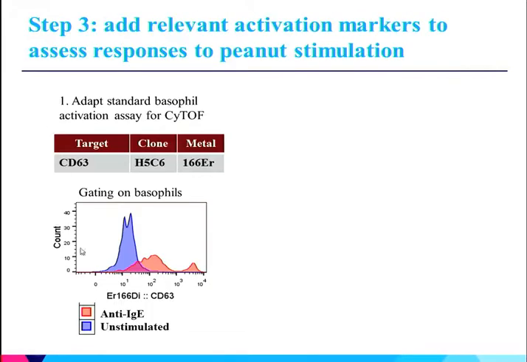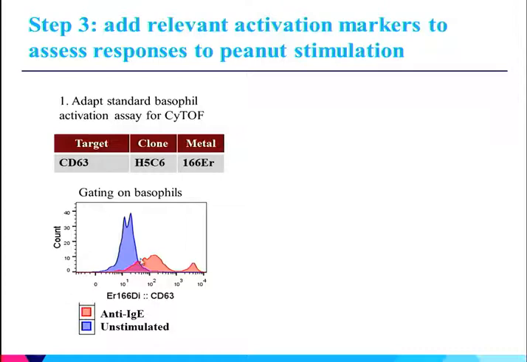that we're interested in. And we now wanted to supplement this surface panel with some relevant markers to actually look at the activation status of the cell. The first aspect here was to take a standard basophil activation assay that's commonly used by flow cytometry and adapt it for CyTOF. It's a degranulation assay based on expression of CD63 at the surface of basophils following activation. This just involved conjugation of the CD63 antibody, titration, and use in the context of one of these activation studies.